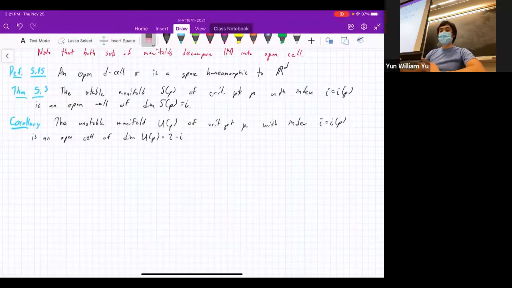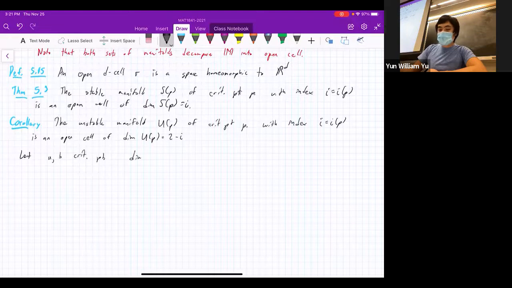Yeah, so stable manifolds decompose them into open cells. Unstable manifolds are a dual decomposition. And so now, if we illustrate this a little bit more, if we let A and B be critical points, and the dim of S of A is equal to 2 minus dim of U of A.